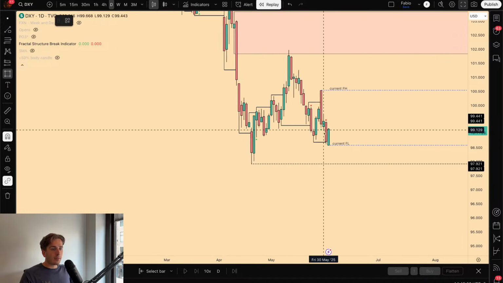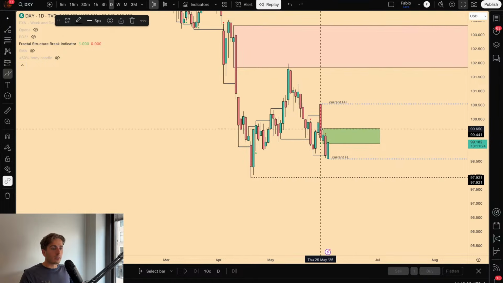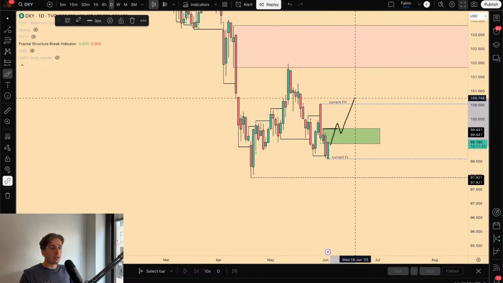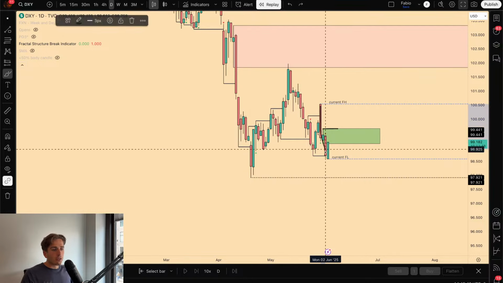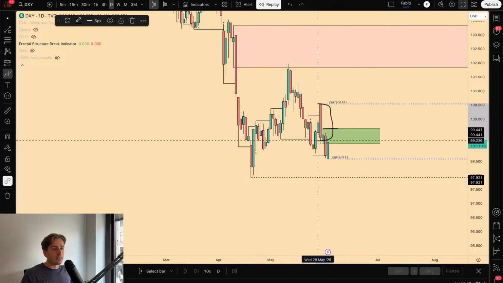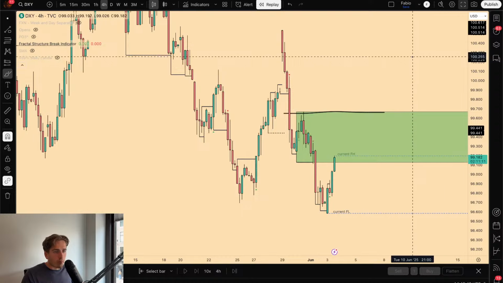I think that if we can break this supply zone over here, we're going to be really good, and then I would definitely want to hold on to those positions for a little bit longer. Then I do think it's going to be realistic to take out the current fractal high, because this overall sell-off is again very news related. This entire candle is also news related, so I'm favoring more of a push up on the dollar at the moment.